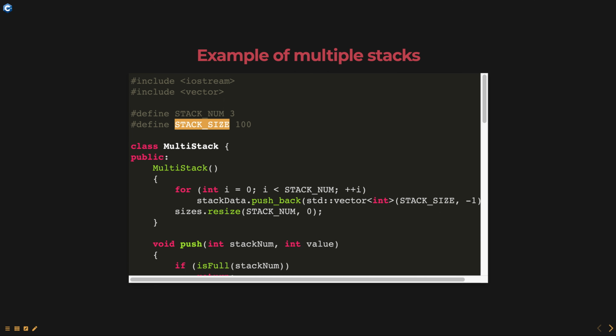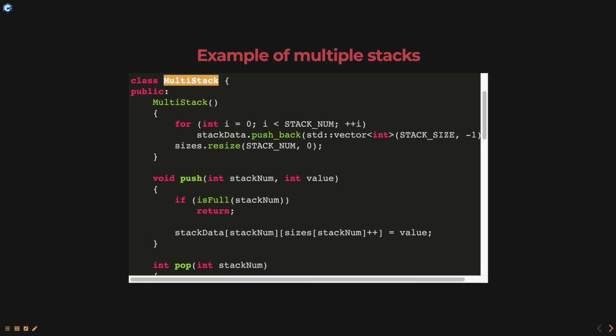The basic stack operations, push, pop, peek, etc., are implemented as methods of MultiStack. The above example demonstrates how multiple stacks can be implemented using a single 2D array, stackData. The MultiStack class is defined with basic stack operations such as push, pop, peek, isFull, and isEmpty.